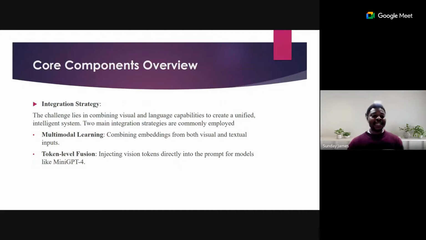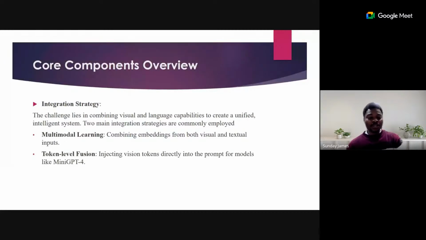Now, the challenge lies in combining visual and language capability to create unified intelligence systems. We look at two main integration strategies that we can employ to achieve this particular task. Remember, the task is to create meaningful insights in our day-to-day conversation with robots, right? The key things we're looking at are multimodal learning and token-level fusion.